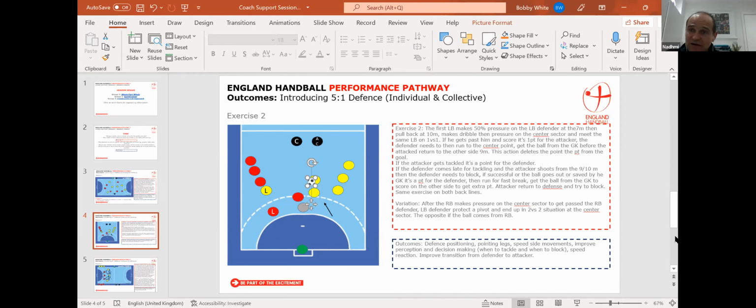And then if they lose the ball, it's like a normal game. If the backcourt player is blocked or shoots and the ball is saved, then it's a normal game. It's a 2 versus 2 fast break. Yep.